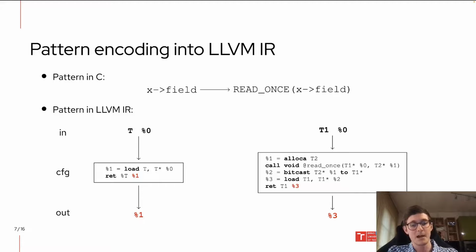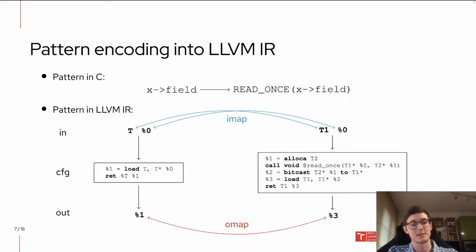And finally, we also have to determine the mapping of inputs and outputs between the CFGs for the old and the new version. And we do this automatically based on the order of the returns and the input parameters, as can be seen in this picture. And with that, we have our patterns fully encoded into LLVM-ER, and the only thing still missing is the actual pattern matching algorithm. So let's look into that right now.